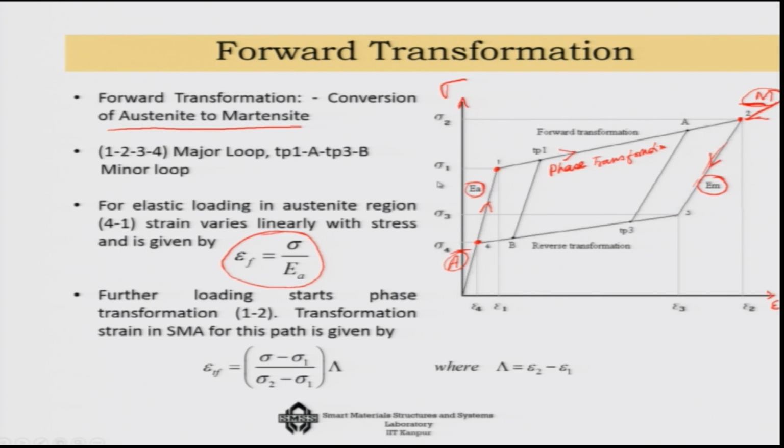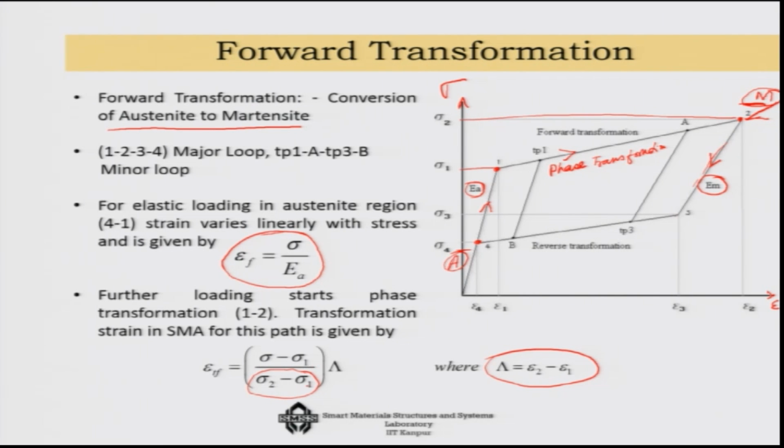Now, as we go to the next phase, what will happen? We have to make a sort of interpolation between 1 and 2. So, the maximum change of stress is sigma 2 minus sigma 1, where sigma 1 is here and sigma 2 is here. That is the maximum stress change. And what is the corresponding maximum strain change? That is lambda, the phase free strain, as we call it.